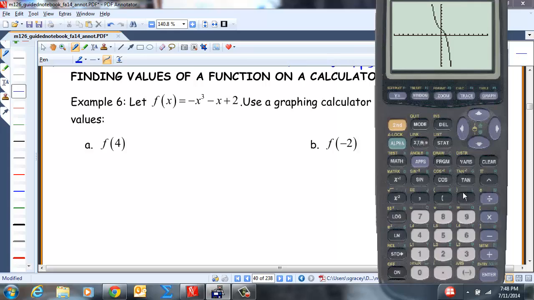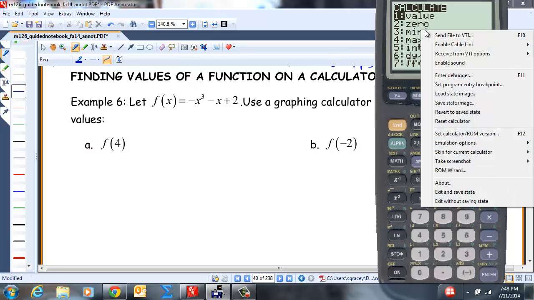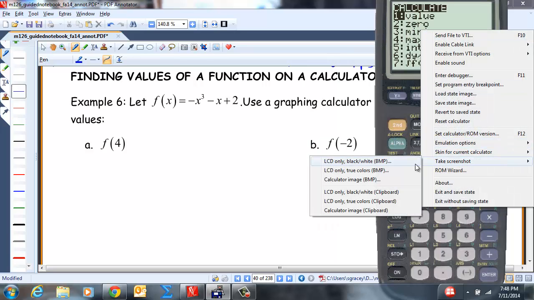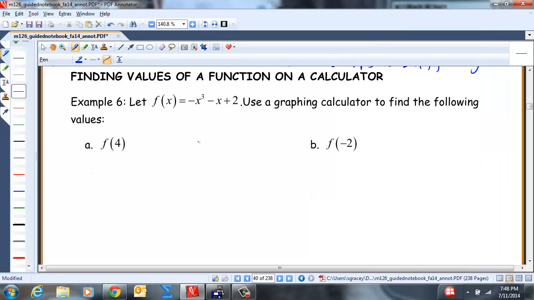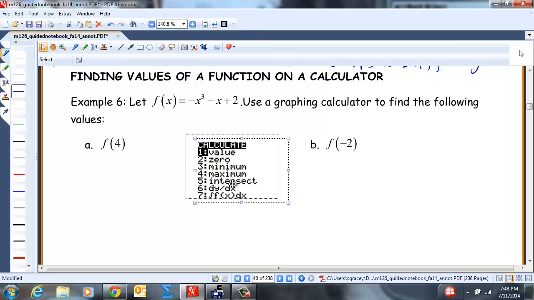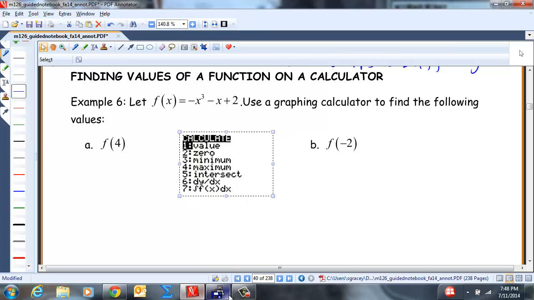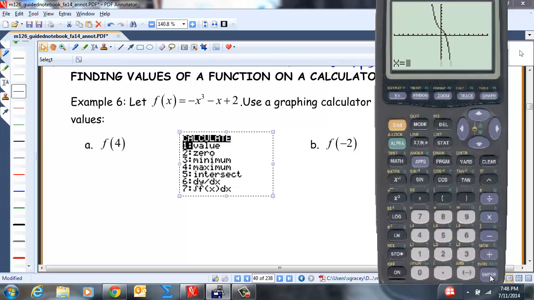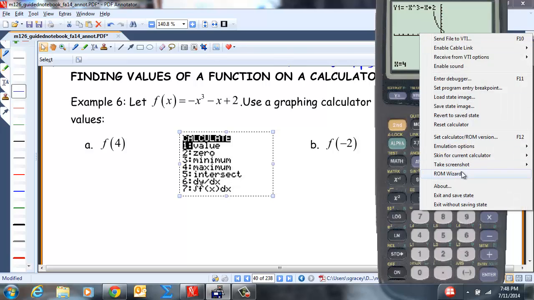Now, this is really cool. So you go to second, calculate, value, enter. So I'm going to show you this. Paste. So the cool thing about this menu is that you can plug in more than one value. So I'm going to hit enter, and it's going to ask you what x is. So the first one, part A, says x is 4. And you see we get y is negative 66.